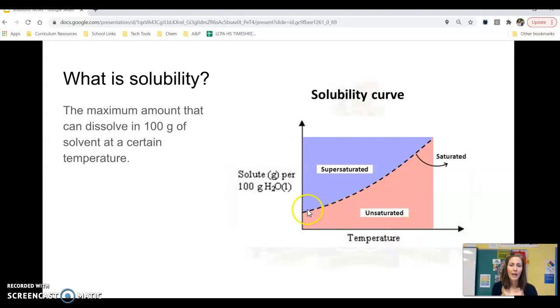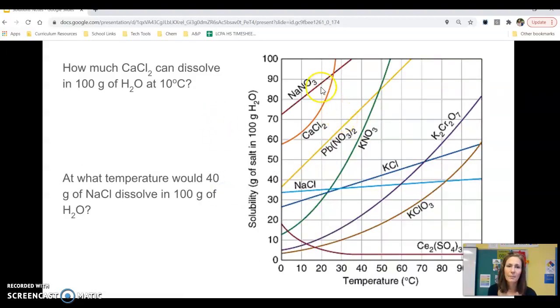If you look at this graph, we have a line. The line is the saturation point based on temperature. Let's say we were at this middle point temperature and I go up to the line. This would be the amount of grams that would dissolve in that solution at that temperature. If I added any more, it would become supersaturated and you would have those crystals at the bottom. Or if I didn't add up to the saturation point, I would have an unsaturated solution. So again, supersaturated, saturated, unsaturated. Here's an example of a solubility graph of actual chemicals.